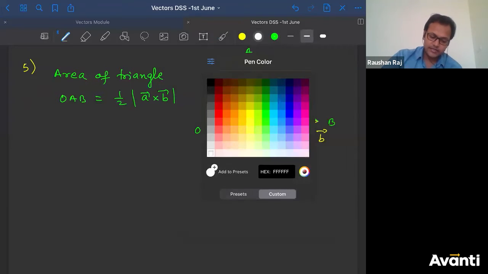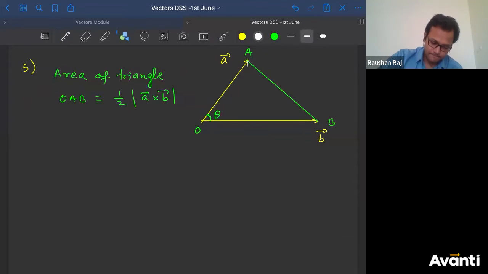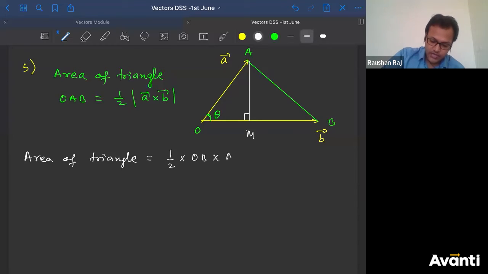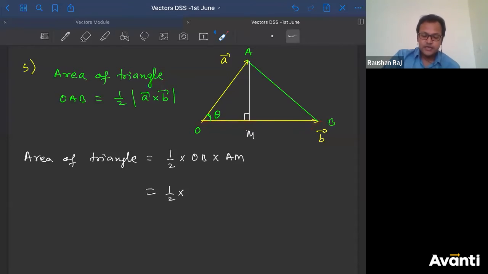So let us draw a height. If I draw a perpendicular here, and if I name this as M, can I say that area of the triangle will be 1/2 into, क्या मिलेगा बच्चा? OB into AM. What is OB, guys? OB is nothing but, देखो OB. What is OB? OB is nothing but length of this vector B.